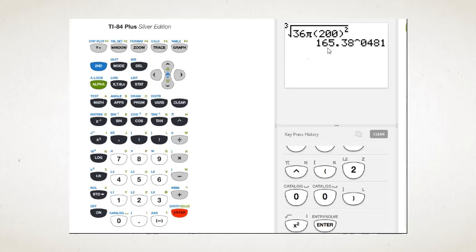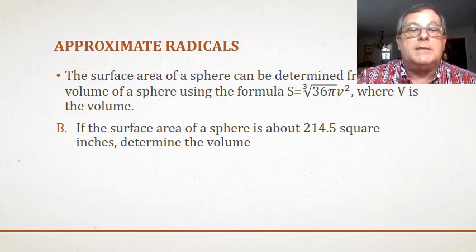And I can see that I've got a surface area of about 165 square inches, or 165.4 square inches, depending on what I'm rounding to. If I'm just going to round to the nearest whole number, it'd be 165 square inches. And if I rounded it to the nearest tenth, it would be 165.4 square inches. So there we go. We used cube root. Pretty easy, pretty simple. No problemo.